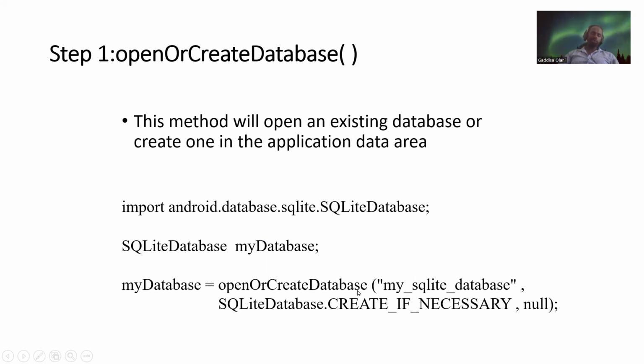So this is actually similar to the shared preference concept. First, this function will check if a database named MySQLite database already exists or not. If it exists, it will open it. If it is new, it will automatically create it for you. You just need to pass the name of the database like this.